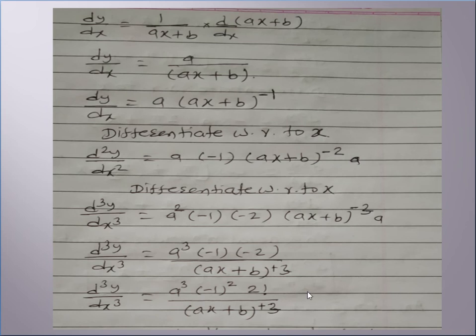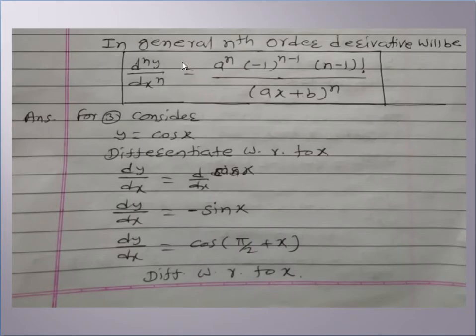Observing this third order derivative, we can write the nth order derivative for the given function. Therefore, in general, the nth order derivative will be d raised to n y upon dx raised to n is equal to a raised to n into minus 1 raised to n minus 1 into (n minus 1) factorial upon (ax + b) raised to n.